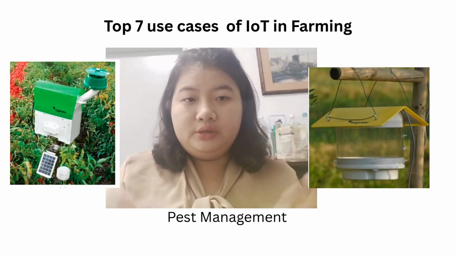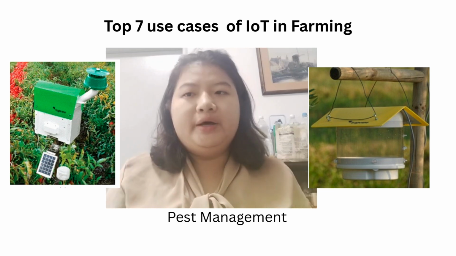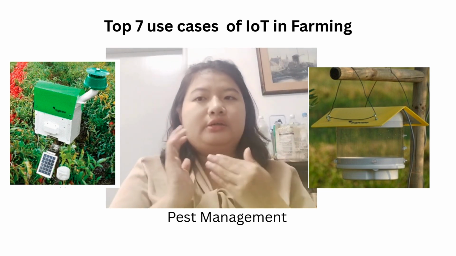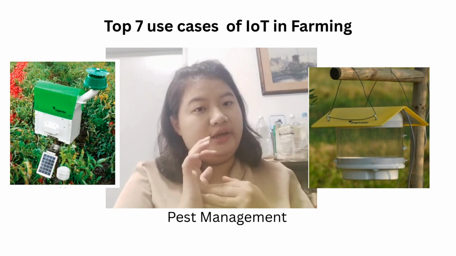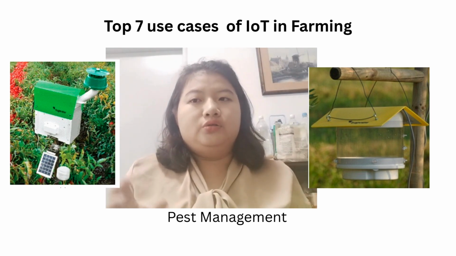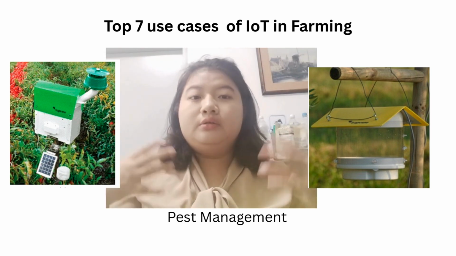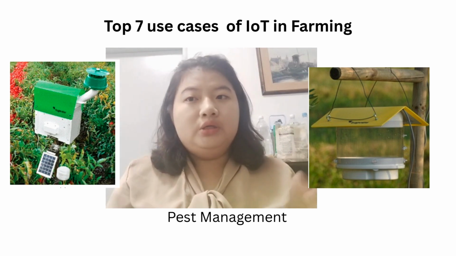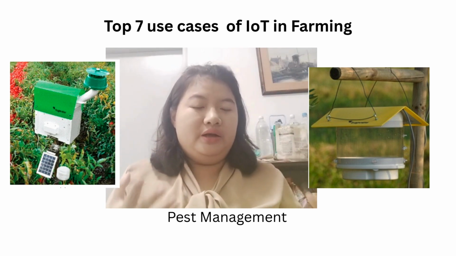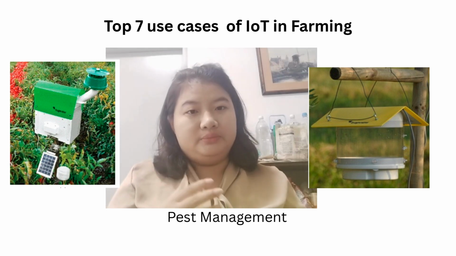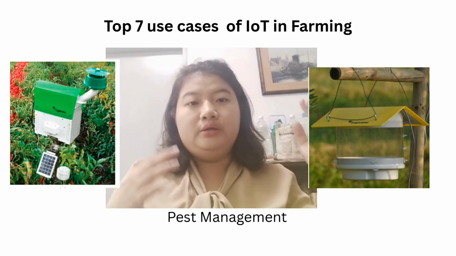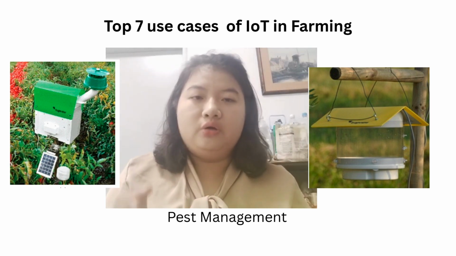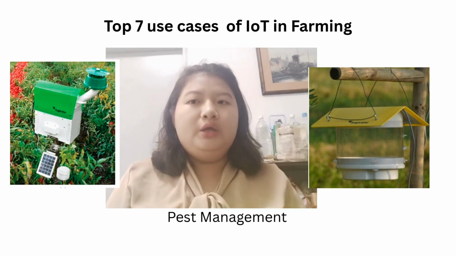Number 6 is pest management using IoT in farm. They use cameras or traps to detect insects. If there are a lot of insects, alerts can be sent to the farmer early on whether they need to apply insect nets or not, or if there are any insect threats.